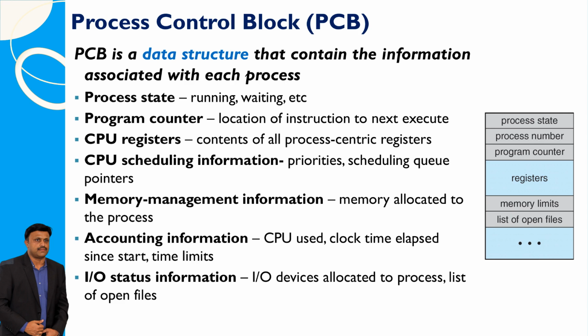A process control block is a crucial data structure containing essential information for each process in an operating system. This includes the process state, such as running or waiting, the program counter indicating the location of the next instruction to execute, CPU registers holding process-centric data, CPU scheduling details like priorities and queue pointers, memory management specifics including allocated memory, accounting data such as CPU usage and elapsed clock time since start, and I/O status information like allocated I/O devices and open file lists.